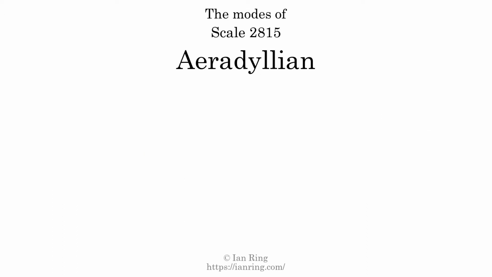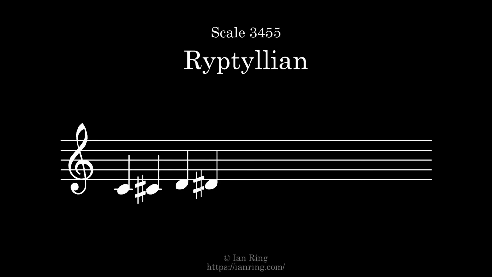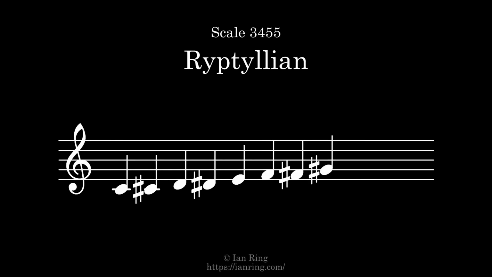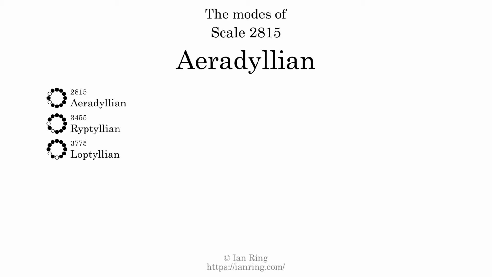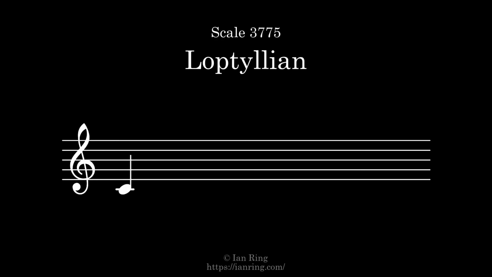This scale has 10 modes. The first mode is itself. The second mode is scale 3455, also known as Aeradyllian. It sounds like this. The third mode is scale 3775, also known as Aeradyllian. It sounds like this.